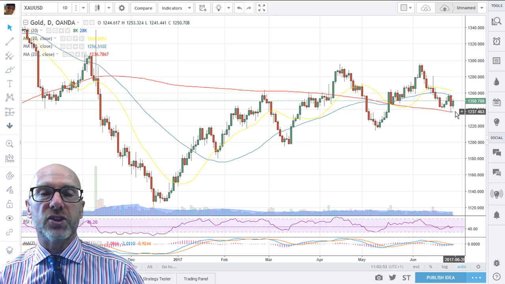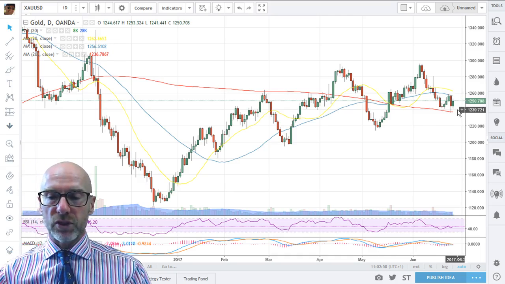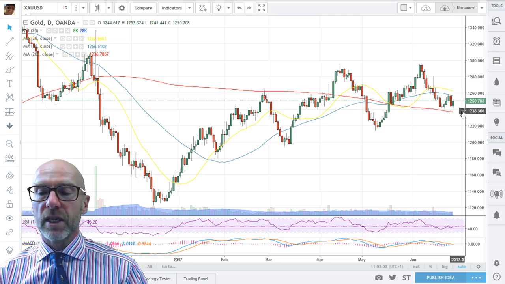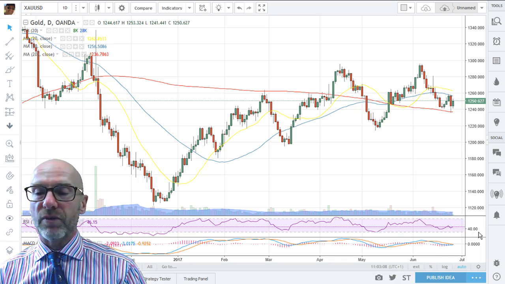However, the moving averages, as you can see, the yellow, the blue and the red, the 20, 50 and 200 day are all tracking downwards and are all a negative influence on this market. You can also see that the RSI is in a downtrend. It is also back below 50.